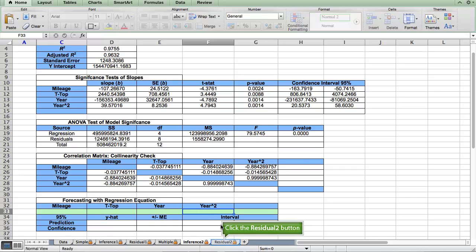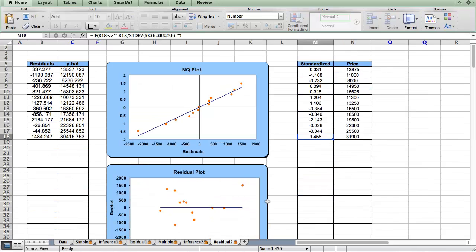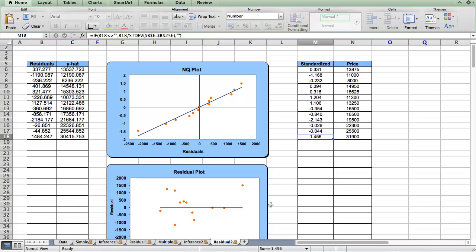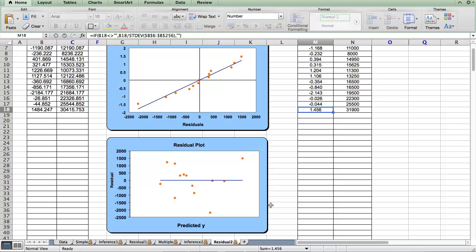Looking at our residual plot, we don't see any flagged standardized residuals, and therefore we can conclude that the regression is relatively outlier free. And while we don't see a perfect residual plot by any means, we also don't see any clear or systematic drift.